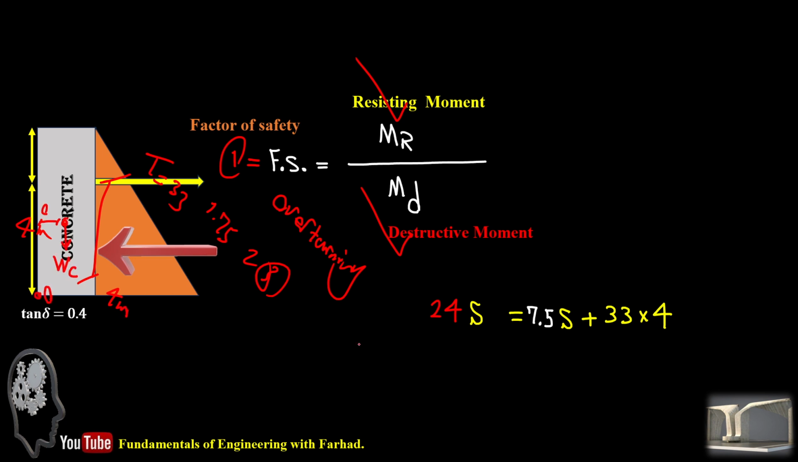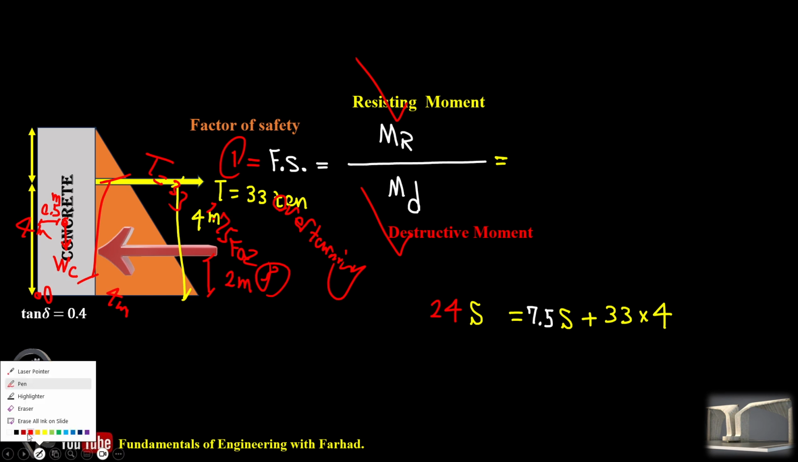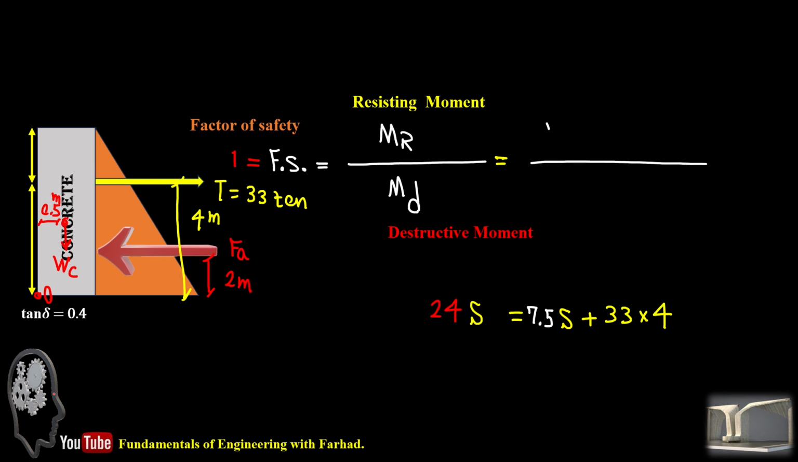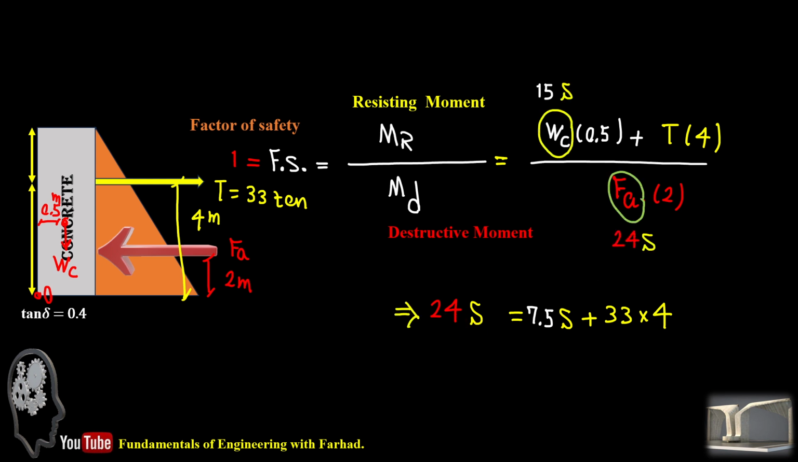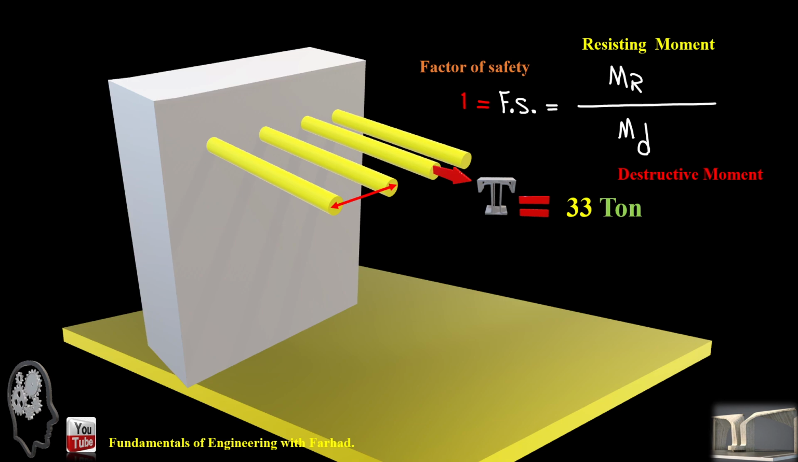If that's the case, it gives us, let me make it a bit cleaner, WC times 0.5, which is this force times the vertical distance through point O, plus T, the tensile force, times the arm, which is 4 meters, over FA times 2. If you do so, it gives you this equation, and that's 15S. This is FA, and it gives you S is equal to 8 meters.